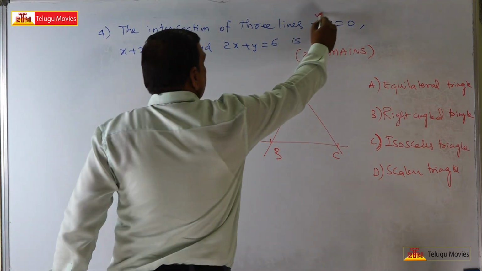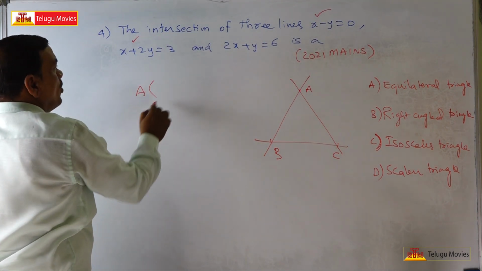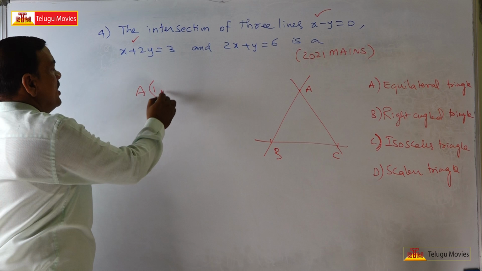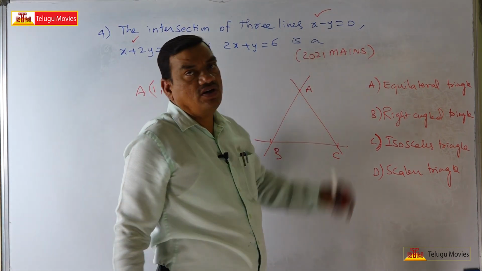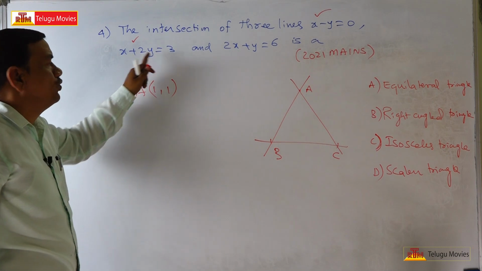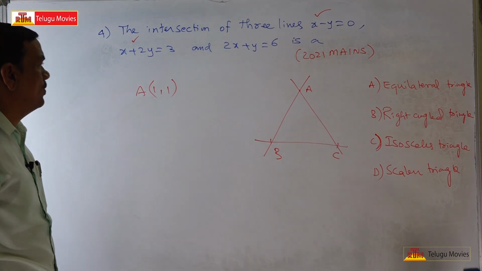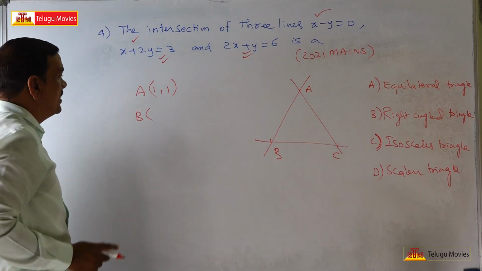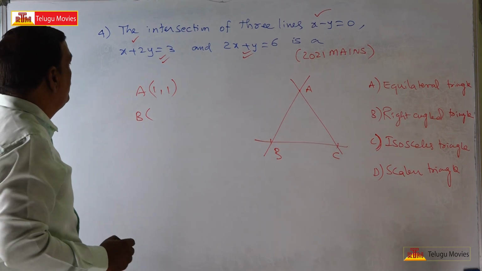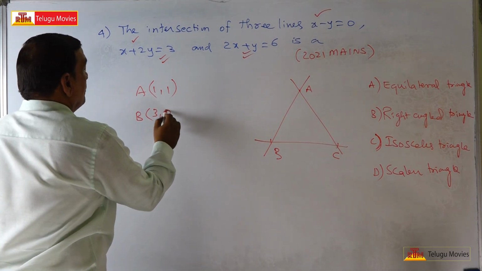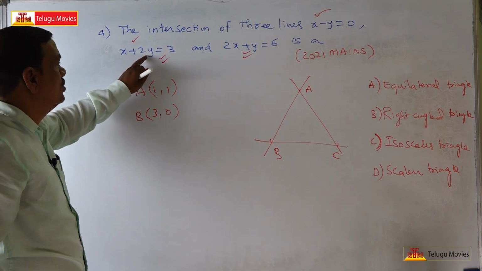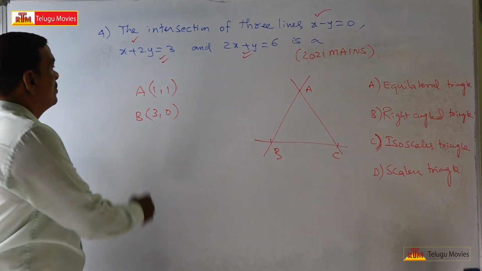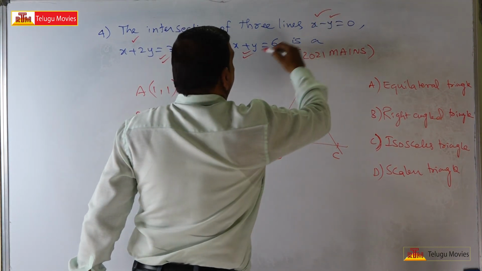So if you solve x minus y equal to 0 and x plus 2y equal to 3, you will get the point, it is very clear. The point is 1 comma 1. Why? 1 minus 1 is equal to 0. 1 plus 2 into 1, 2, 1 plus 2, 3. So this is point A. If you solve these two equations, the point B, you can guess it as 3 comma 0. You can guess it easily: 3 0 3, 2 3s are 6, 0 6. Therefore 3 comma 0.